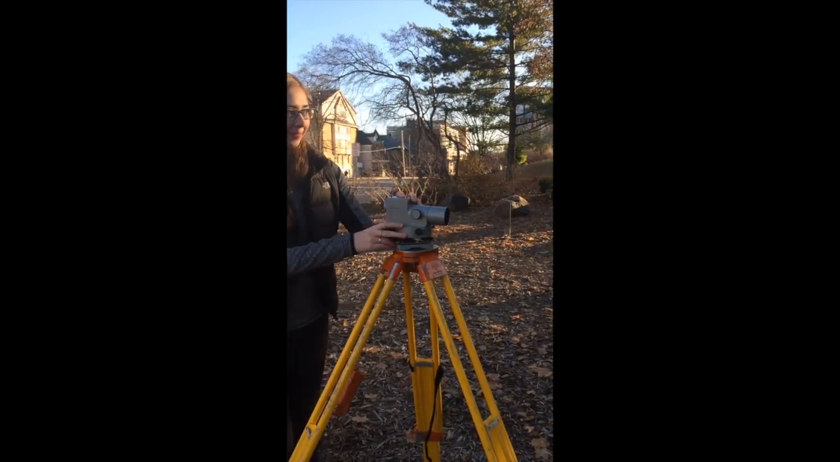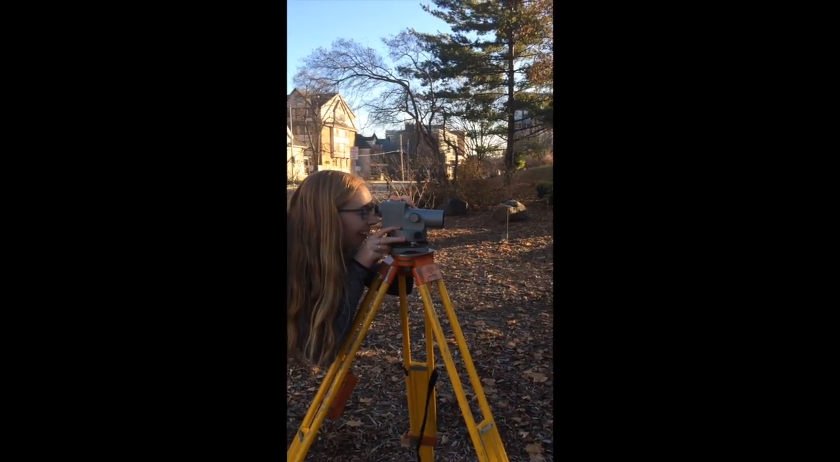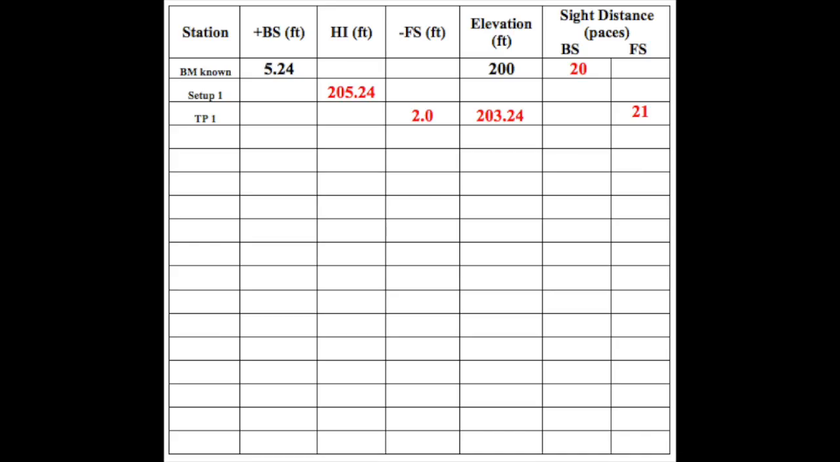Next, leave the tripod where it is and turn the auto level to face the new location of the level rod. Record the number of paces that your designated pace person took from the known statue to the auto level. Then do the same thing from the auto level to the foresight measurement, where the level rod is currently located.